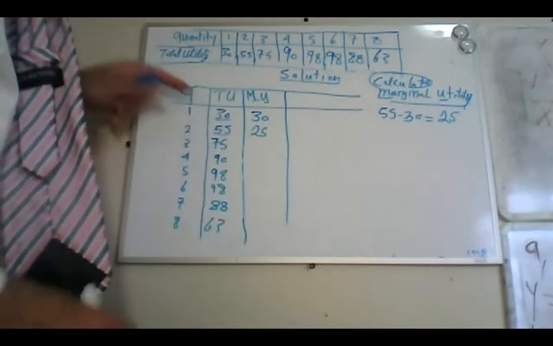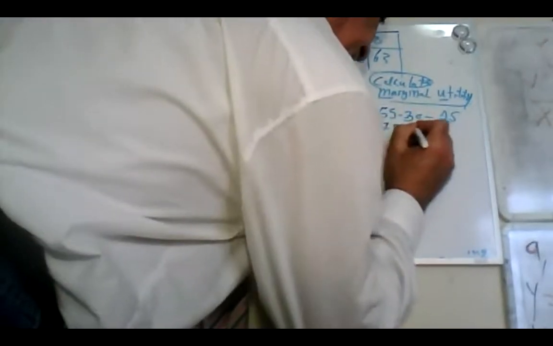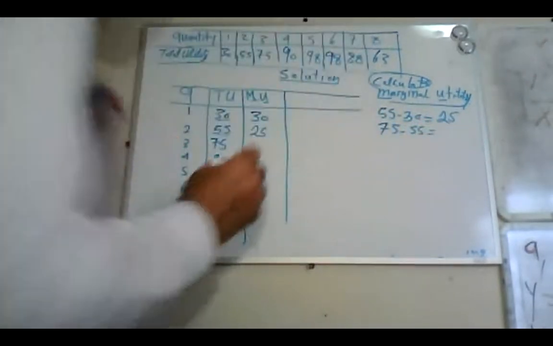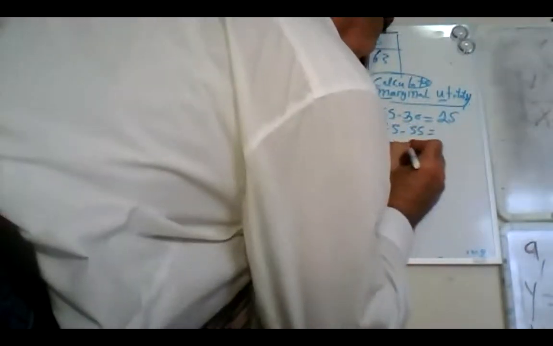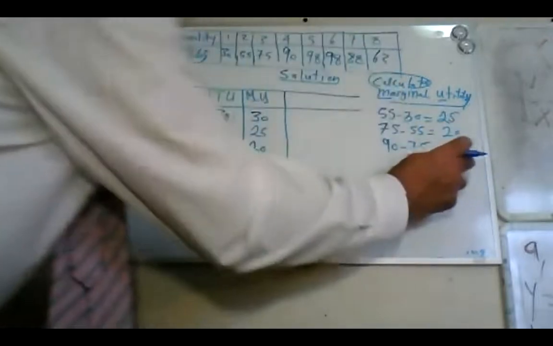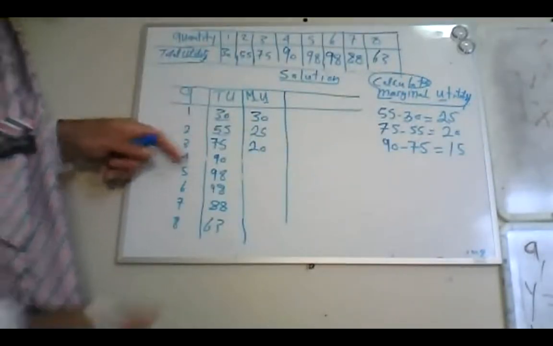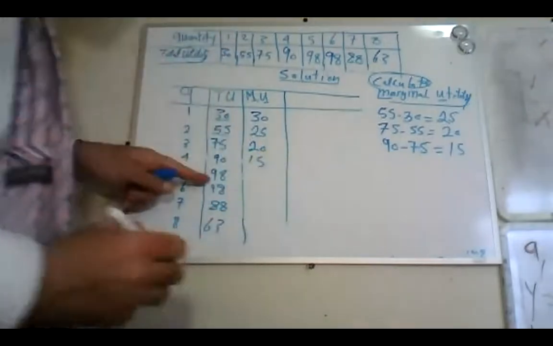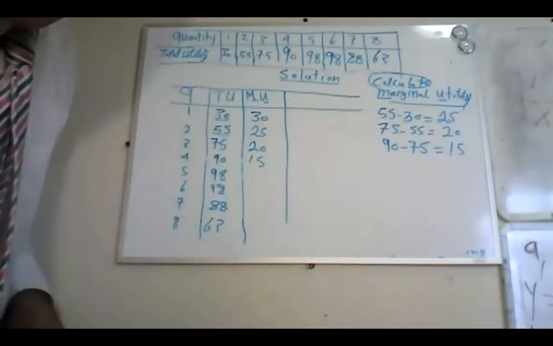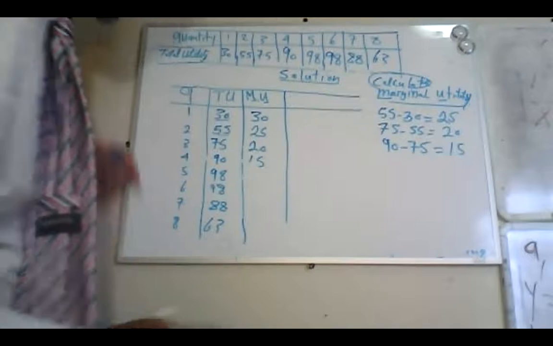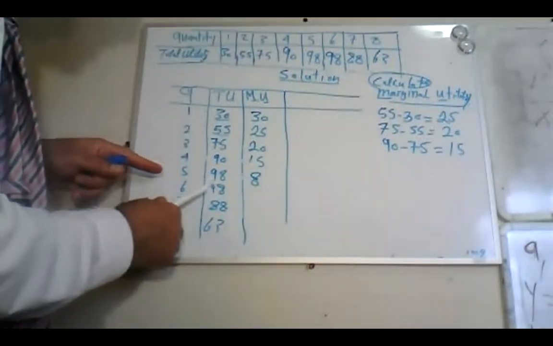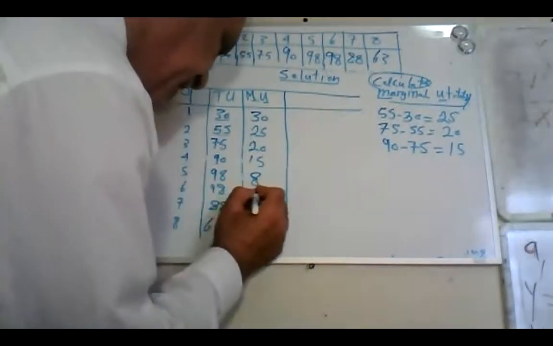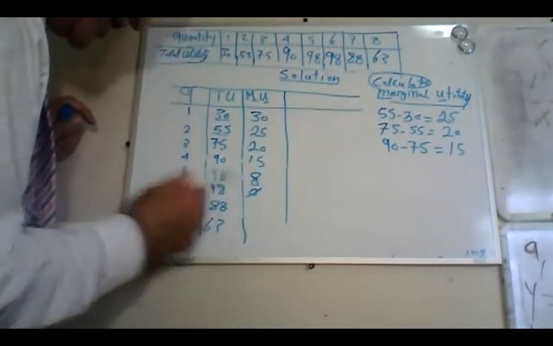Now 75 minus 55 will give me 20. Then 90 minus 75 will give me 15. Then 98 minus 90 will give me 8. Okay. Then 98 minus 98 will give me 0.